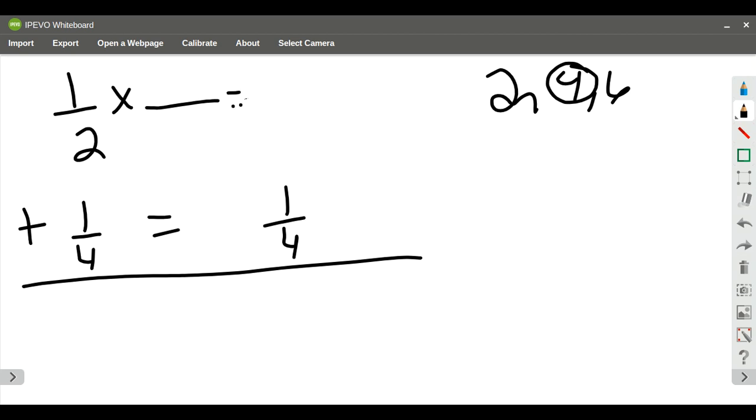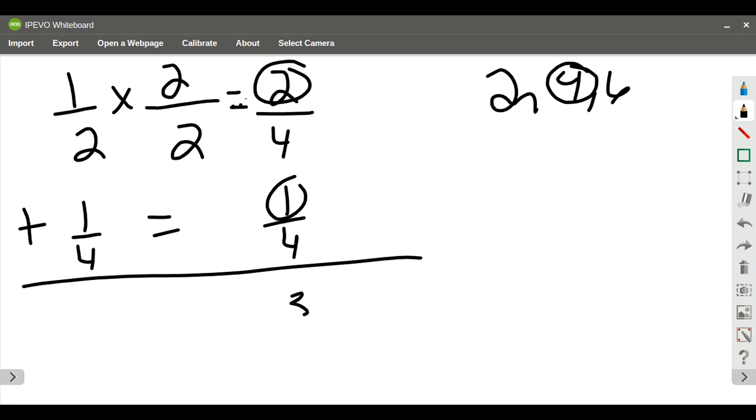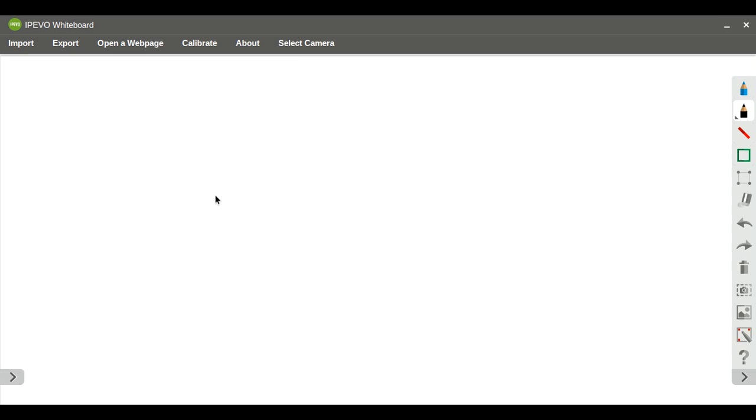So 2 times 2 is going to be equal to 4, which means I'm going to multiply 1 times 2 to get 2. I have 2/4 added to 1/4, and so I get 3/4 as my answer.